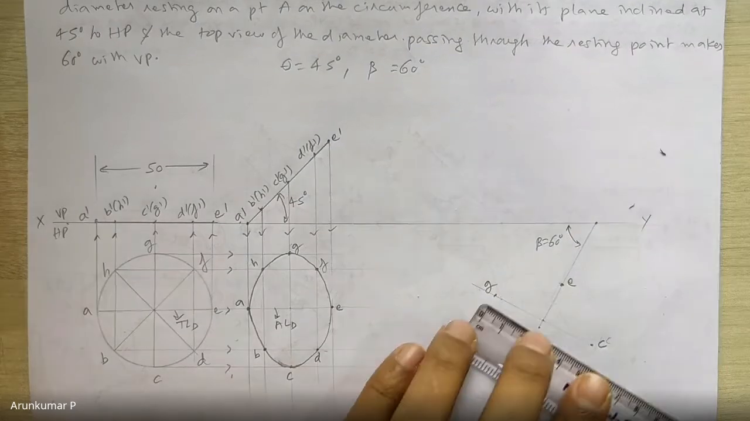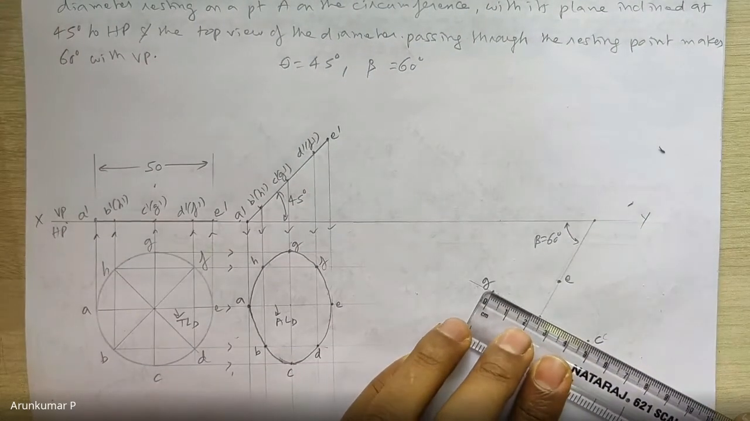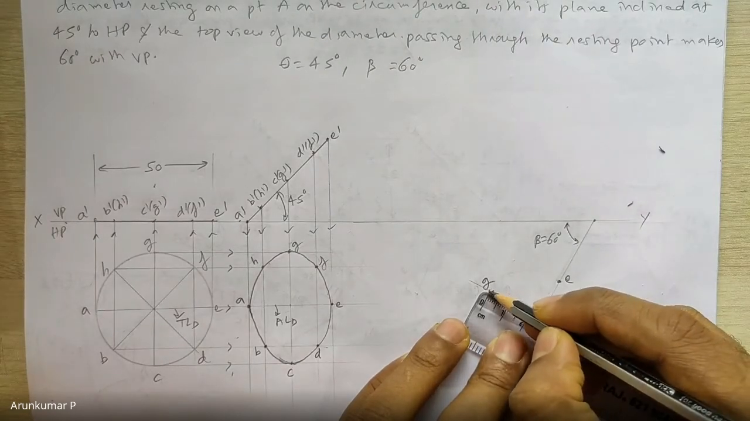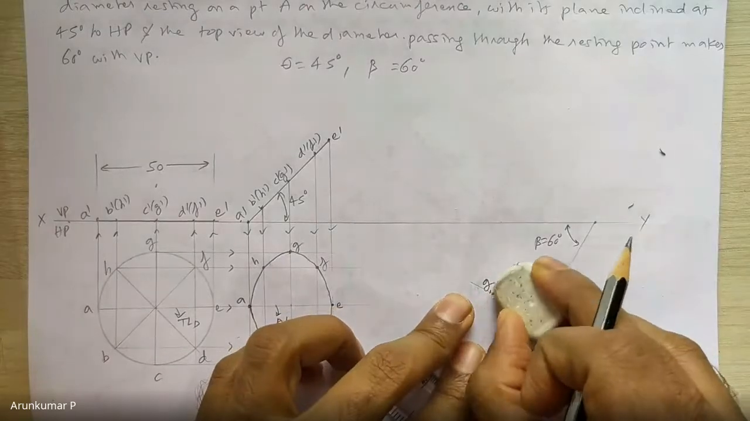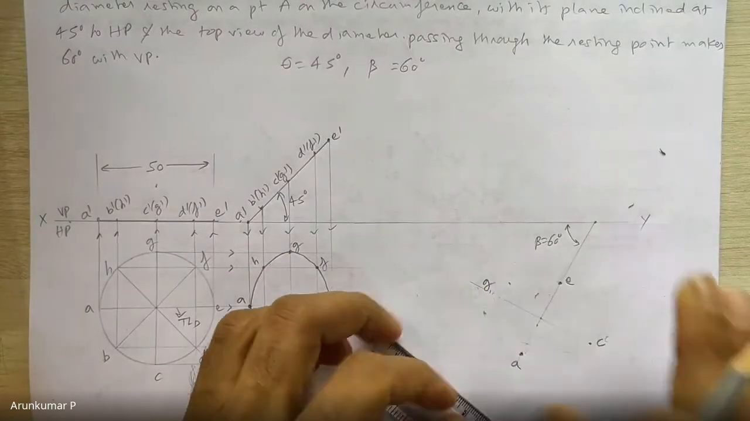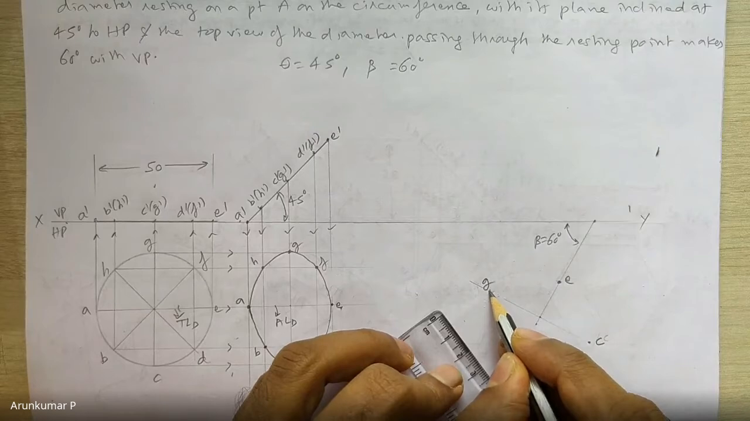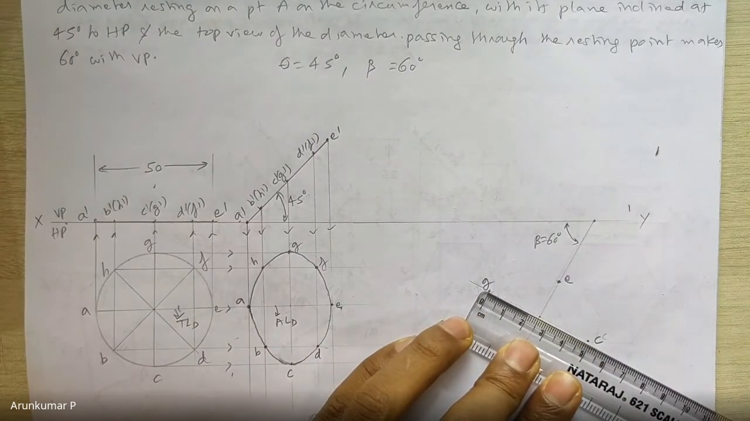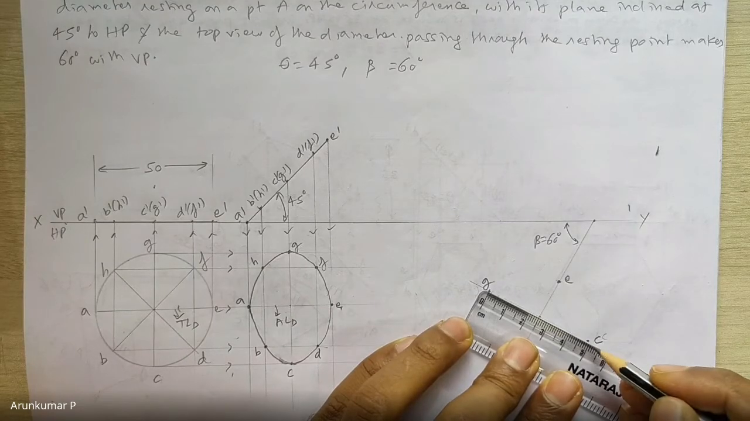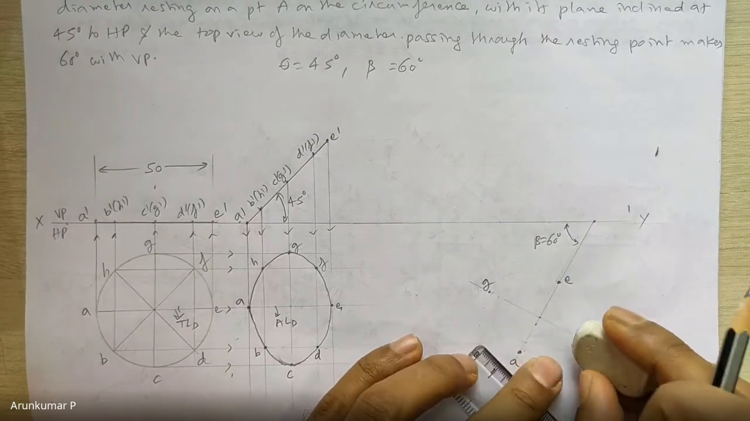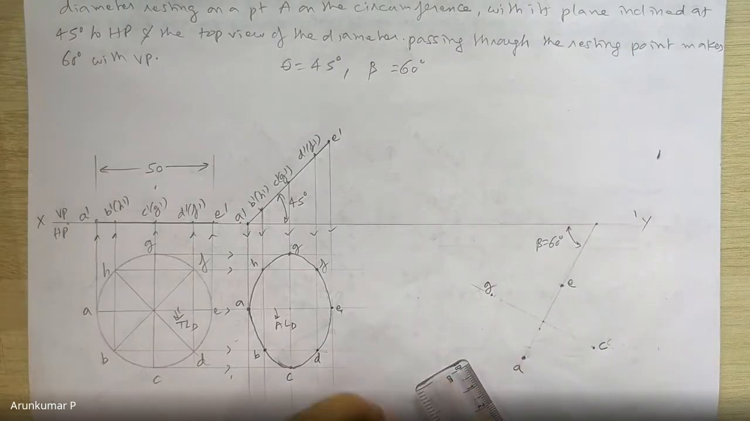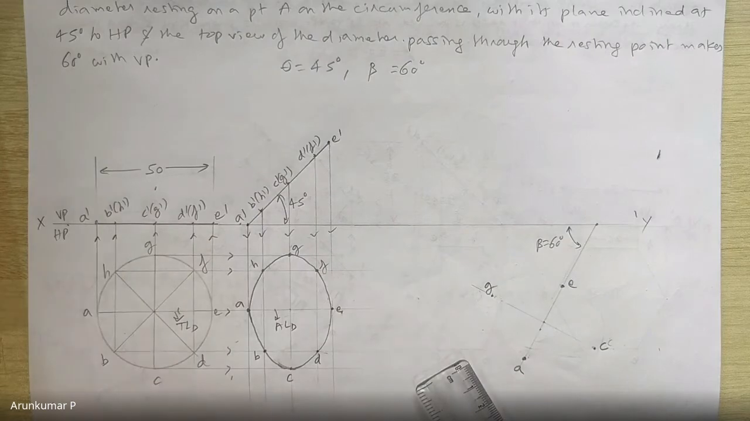Actually, it is not 23, it should be 25. Yeah, it should be 25 actually. There's some mismatch here. It would be here then. It should be 25 because GC is the diameter which remains in its true length. So it cannot be less than 25. It has to be 25. So always there will be 1 mm difference here and there, depending on the accuracy at which you draw.